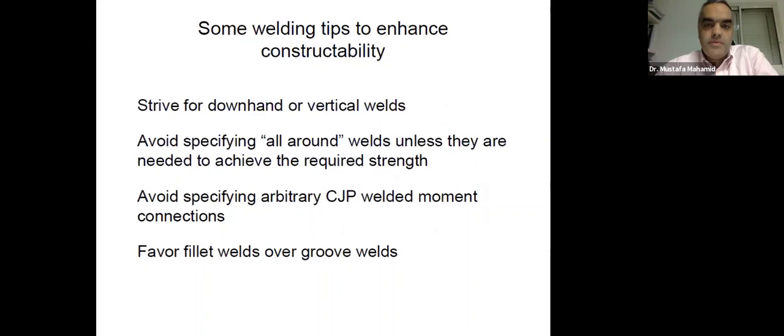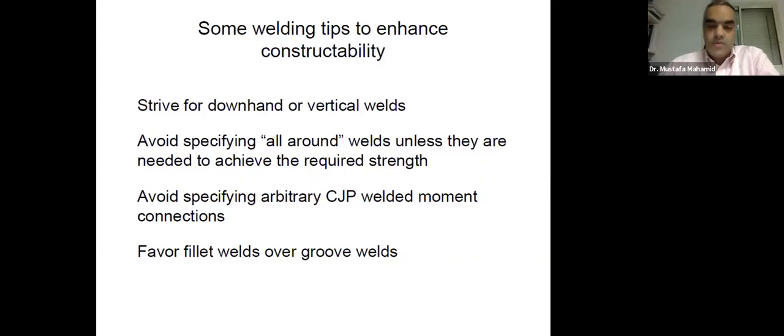Some welding tips. Strive for downhand or vertical welds. Avoid specifying all-around welds. This happens a lot, so avoid doing that. There's no need for that. If you need that for strength, there's no problem. But if you don't need that, you don't have to allow all-around welds. Avoid specifying CJP, complete joint penetration welds, at moment connection. Again, there's no need for that.